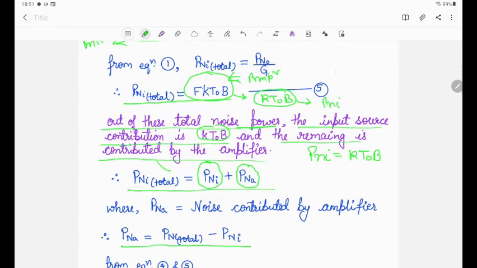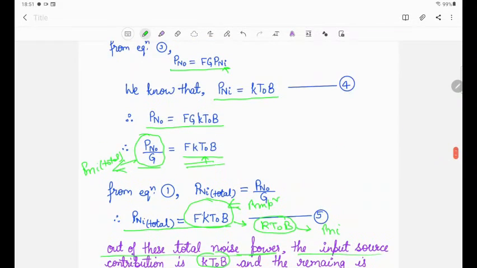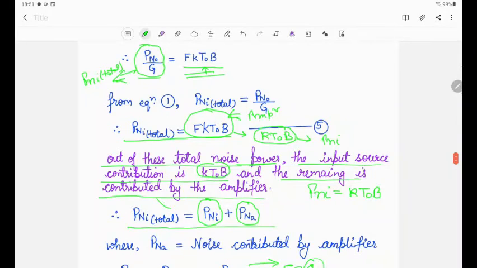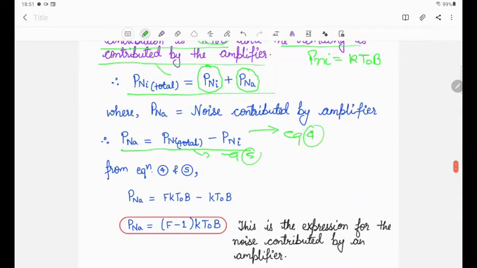PNI total we have calculated in equation 5, and PNI is in equation 4, that is equal to KT naught B, and equation 5 is F KT naught B. So PNA is equal to F KT naught B minus KT naught B. So we find that the noise of an amplifier is F minus 1 KT naught B. This is the noise contributed by the amplifier.